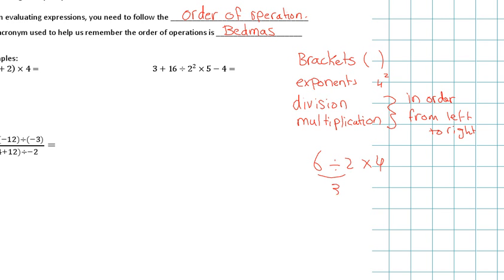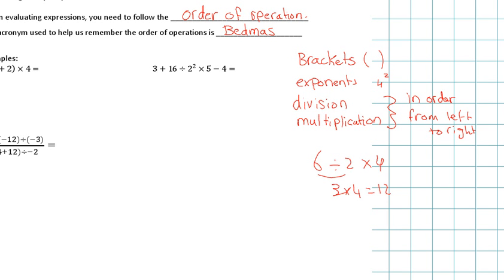Can you show it the other way around? I will give you another example. But if you don't do it in the order that you're supposed to, if you do 2 times 4 first, which is 8, and then you do 6 divided by 8, you're going to get a fraction, which is totally wrong because you're not following the order of operation. The order of operation says 6 divided by 2 first because that appears first.